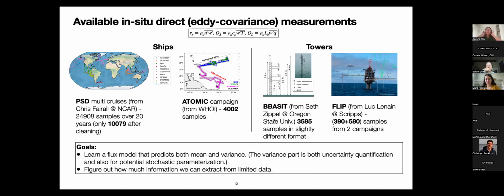Our goal here really is to learn a flux model, and we want to learn both the mean and variance. I'll explain that in a minute. The variance part is both for uncertainty quantification and for potential stochastic parameterization. And also, we want to figure out how much useful information there is in these limited data.